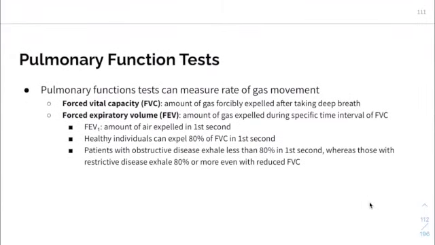So some different tests. We have the forced vital capacity. I've had this one checked numerous times in my life for asthma. That's actually what I have sitting in my bedroom to check every so often. And that's, again, how much air you can forcefully breathe out as fast and as hard as you can. When you're taking one of those tests, that's what they want you to do, is to blow the air out as fast and as hard as you can. And it measures how much air comes out.